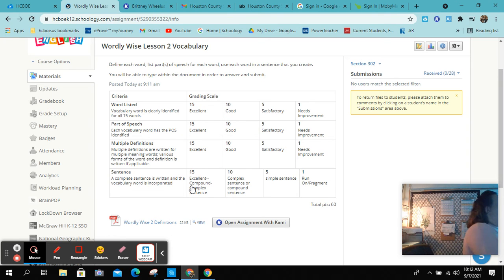All right, I am expecting to see more than a simple sentence. Okay? To receive all of your points, 15 points, you must have an excellent compound complex sentence. All right? For 10 points, you must have a complex sentence or a compound sentence. For 5 points, you can write simple sentences. Okay? And if you have run-on sentences or fragments, you're going to score a 1. I am challenging you to do better and to be better.